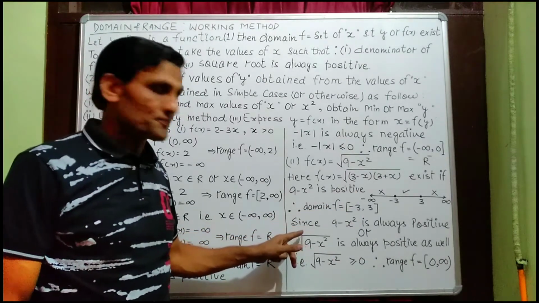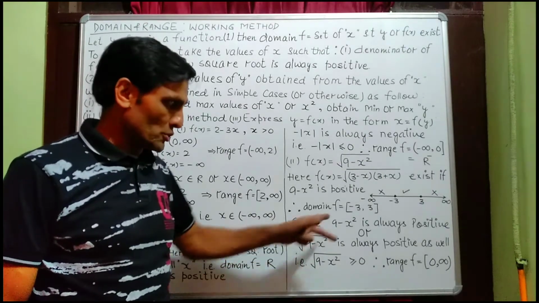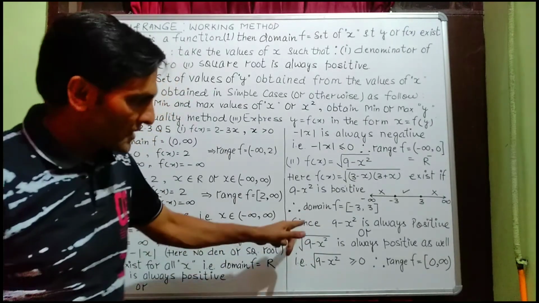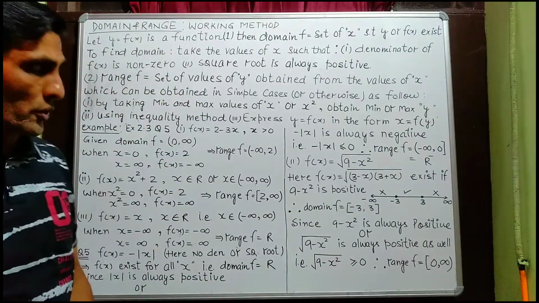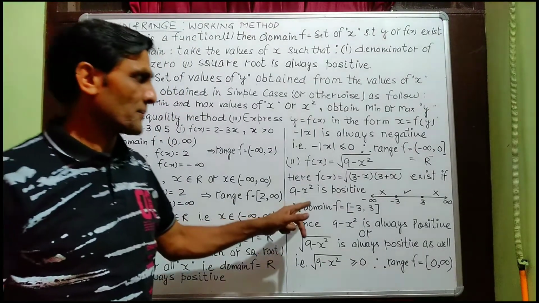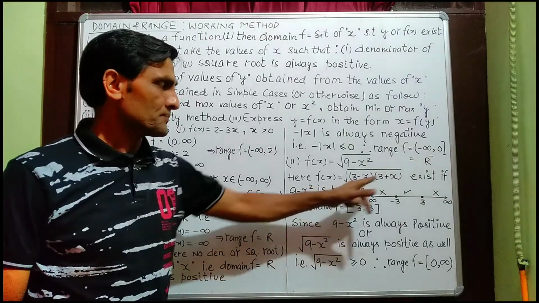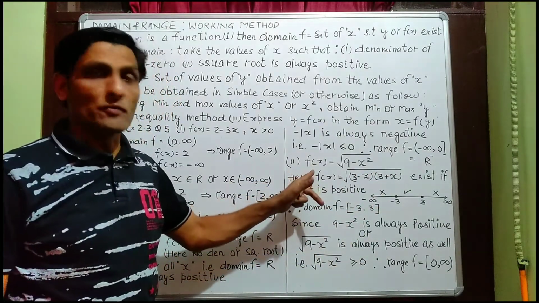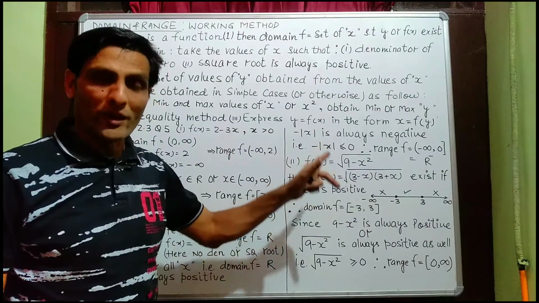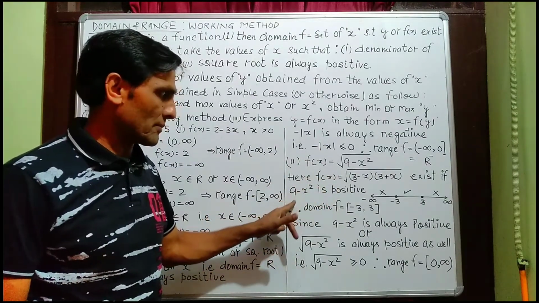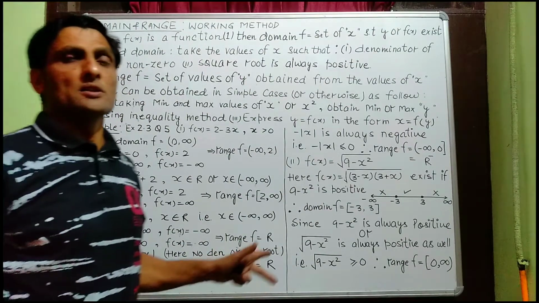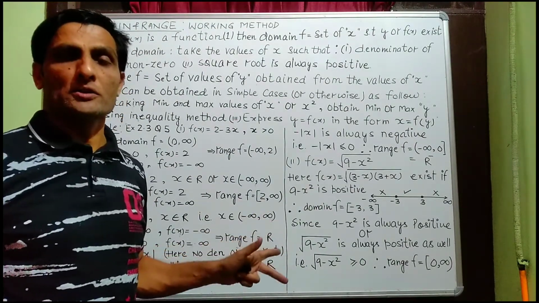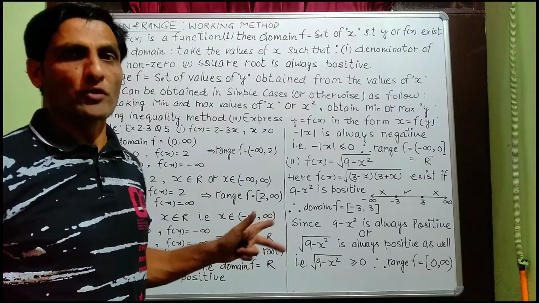Now how to find range? Suppose this. Since 9 minus x square is always positive, you can see this here, because the value of the function f(x) will exist if 9 minus x square is positive, because this is the point to remember to find the domain.